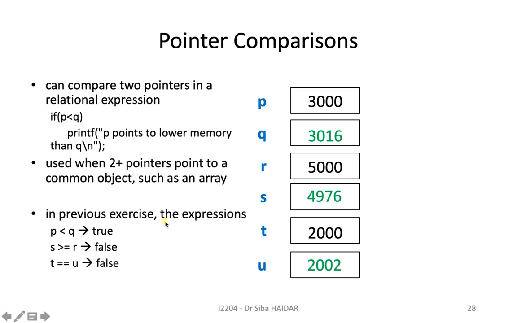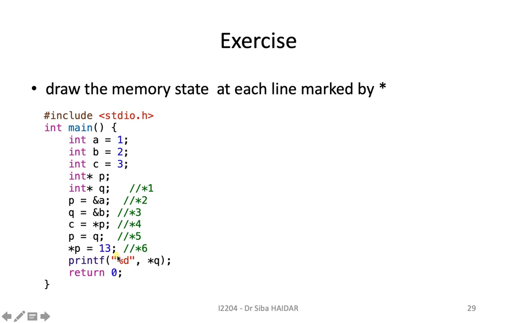In the previous exercise, the expression P less than Q returns true. S greater than or equal to R returns false because S is less than R. And T equal to U returns false. They all are valid and they do return some answer. So you can compare one pointer to the other.